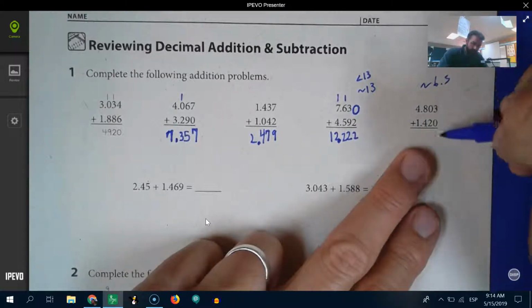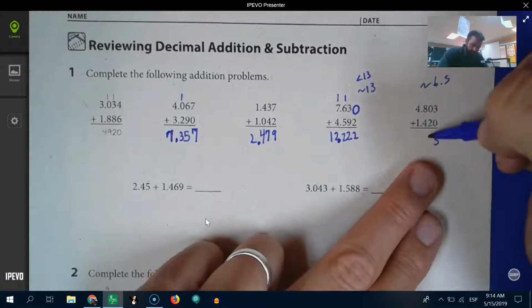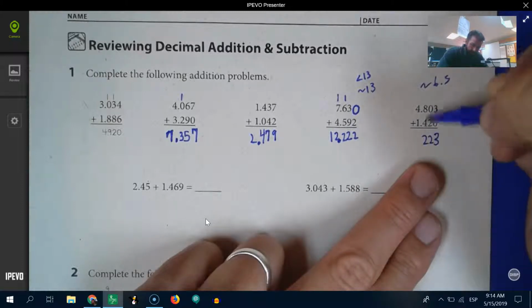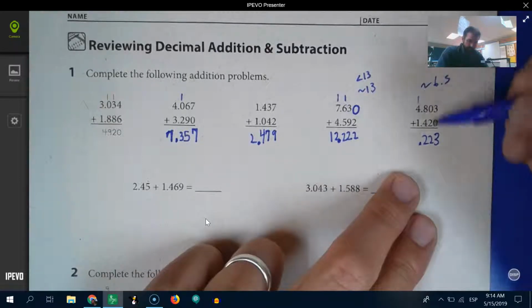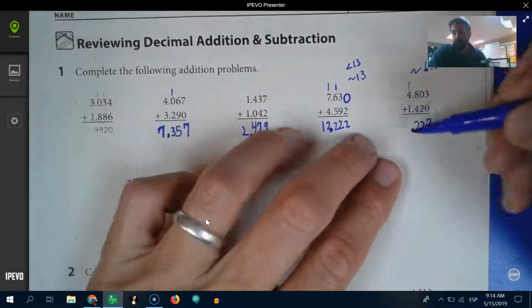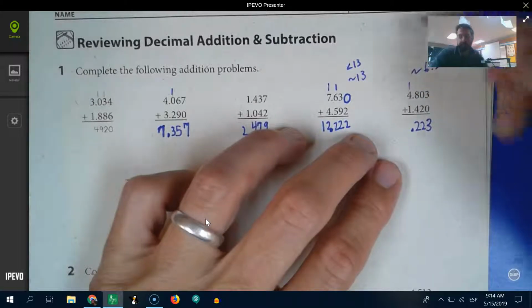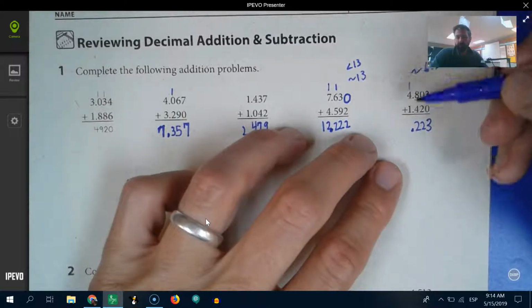Let's see. 3 plus 0 is 3. 0 plus 2 is 2. 8 plus 4 is 12. Man, they like those 12s. Drop that decimal point down. And carry that 1. See, that there, I almost forgot to put the 1 up there, because I didn't put it. I should have probably put the 1 up there and then the decimal point.